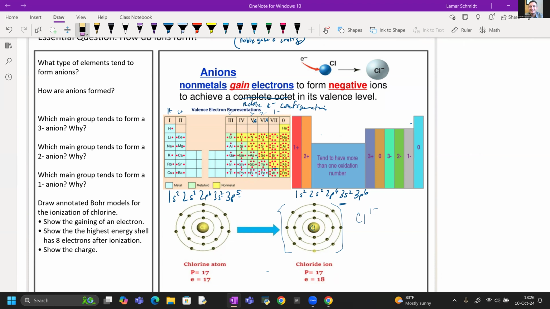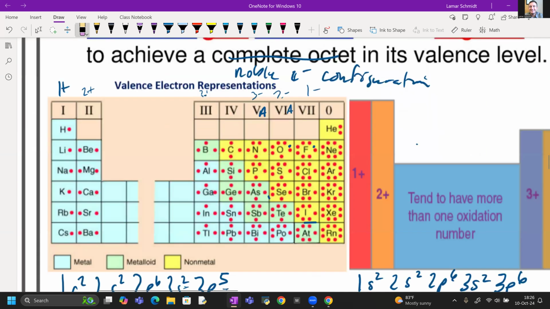So how are they formed? By gaining electrons to achieve a noble gas electron configuration. Now, which main group elements tend to form a 3 minus, a 2 minus, and a 1 minus charge, and why? So let's take a look at this. We're going to look at this a little bit differently than we did cations, because it's a little bit easier to use these dot structures for at least the addition of electrons.